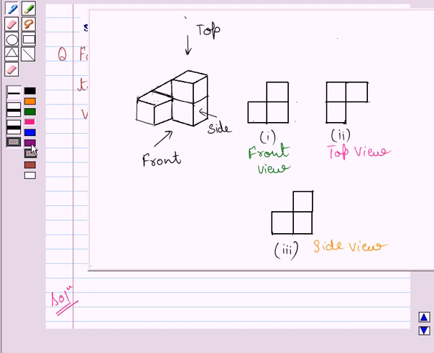Now finally we get, first part represents the front view of the given solid, second part represents the top view of the given solid and third part represents the side view of the given solid.